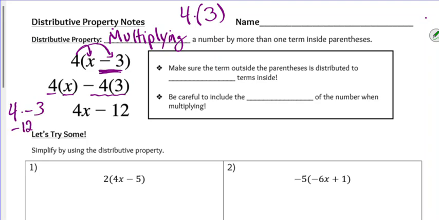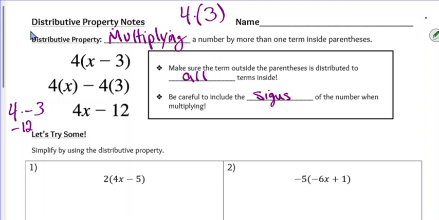And so in my answer, I write that as minus 12. So 4 times x just becomes 4x. 4 times that negative 3 becomes negative 12. And in my answer, I write that as subtraction. So you want to make sure that you distribute the number outside the parentheses into all terms inside. That's really what it means to distribute. You distribute among everything in the group. And then you really want to be careful with the signs.